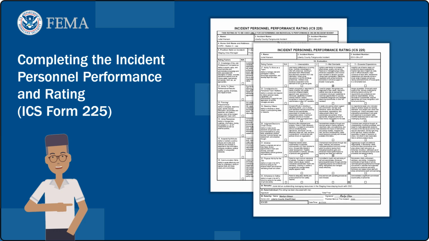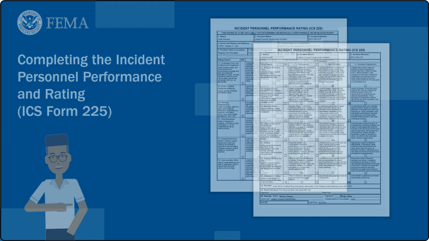Keep in mind we are going to use the current FEMA ICS Form 225, but you may see older or modified versions in use in the field. That's okay, the basic concepts are the same.